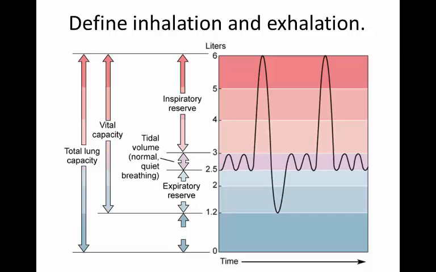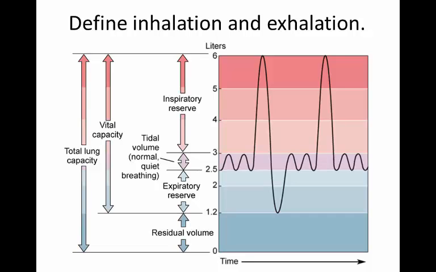Another term is vital capacity. The vital capacity here goes from the lowest portion of the expiratory reserve volume to the highest portion of the inspiratory reserve volume. It's called vital capacity because it is important in terms of how much overall gas we can get in and out of our lungs at the extremes.